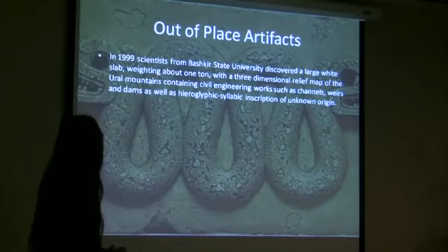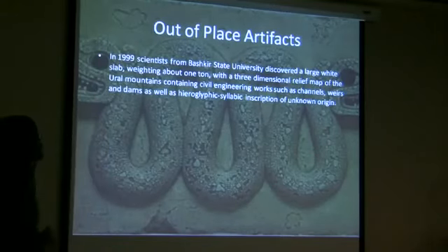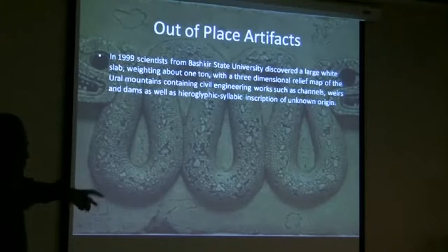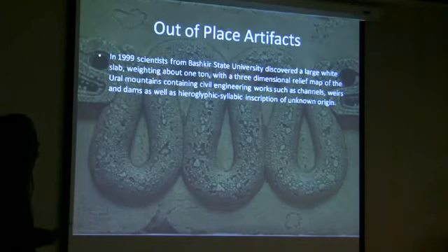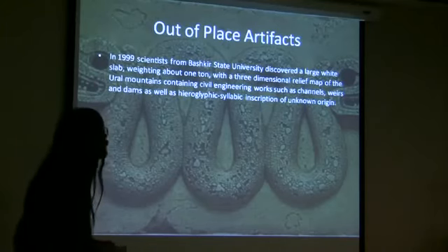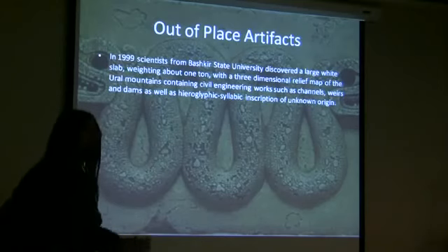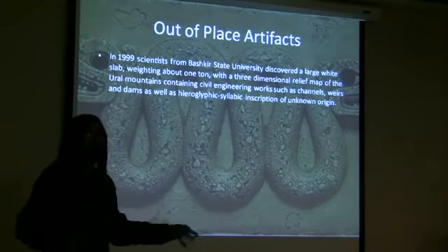In 1999, this is another interesting one, scientists from Bashkir State University discovered a large white slab weighing about 1 ton with a 3-dimensional relief map of the Ural Mountains. Okay? It also, on this map, contains civil engineering works, things like irrigation channels, weirs, and dams to control the water flow, as well as a hieroglyphic Slavic inscription of unknown origin. So we find this stone with writing that we don't know what it means.